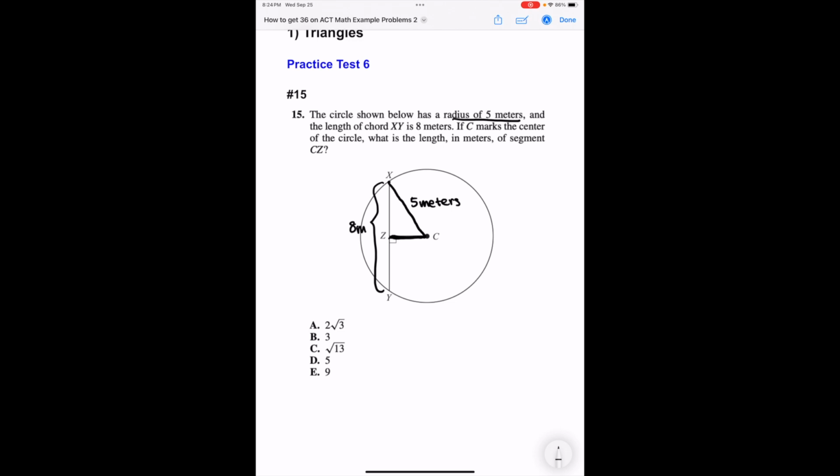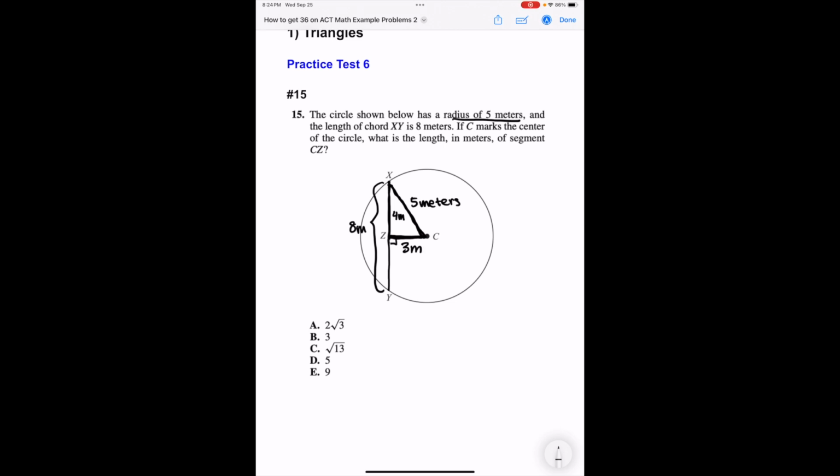As we can see, this right here, XZC, forms a right triangle. And if this is a right angle, then this means that XZ and ZY are the same. So we know that XZ would be 4 meters. If the hypotenuse XC is 5 meters and XZ is 4 meters, then what is CZ? Well, just by knowing the Pythagorean triplets, we know that CZ would be 3 meters.